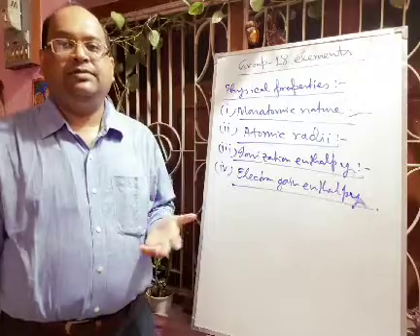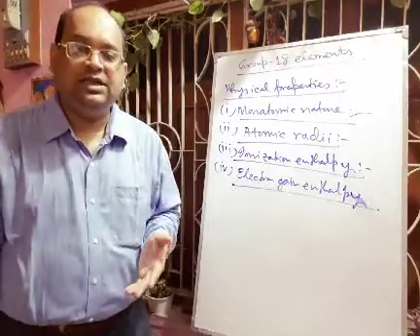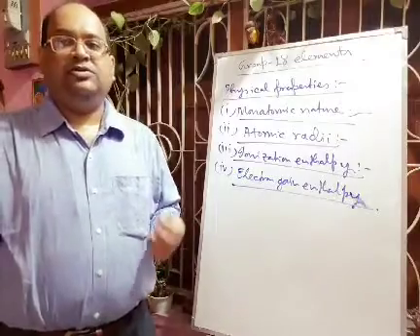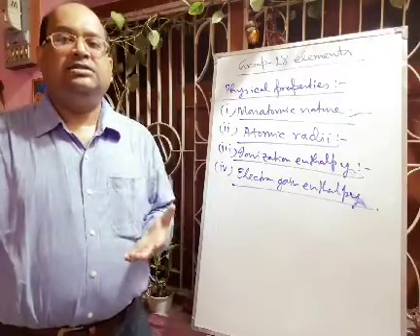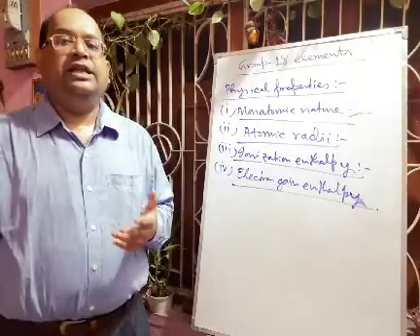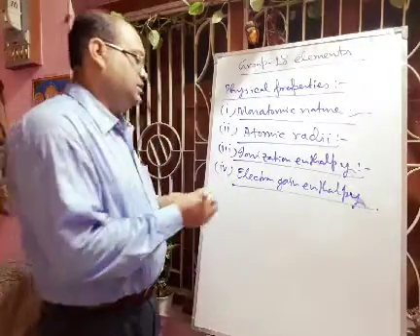That means they have 8 electrons in their outermost shell. Thus, these elements have very little tendency to accept electrons. So these elements have large positive values of the electron gain enthalpy. Hope you can understand. Next, we will discuss the solubility in water.